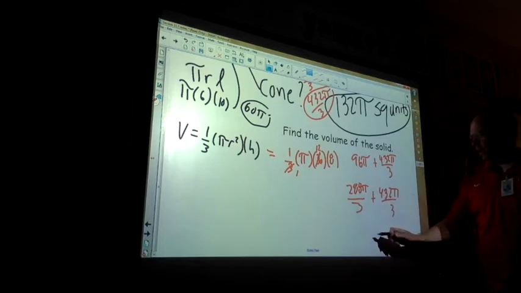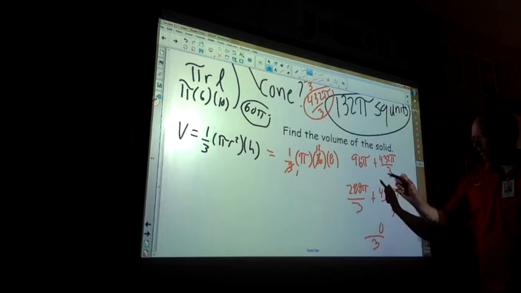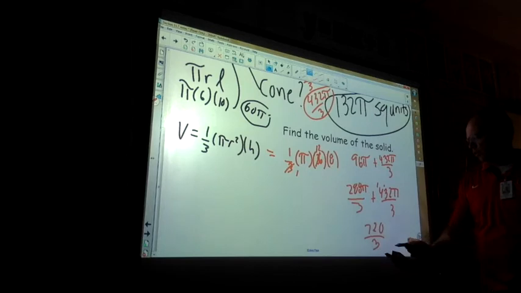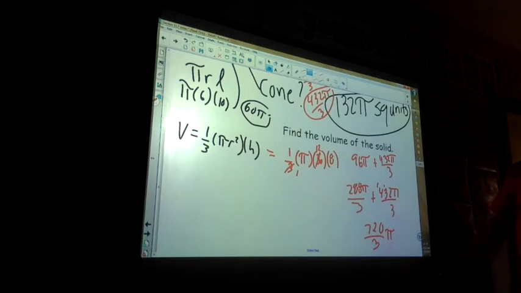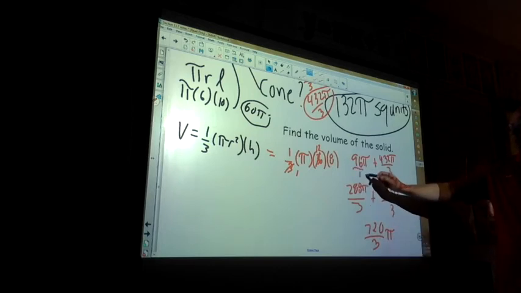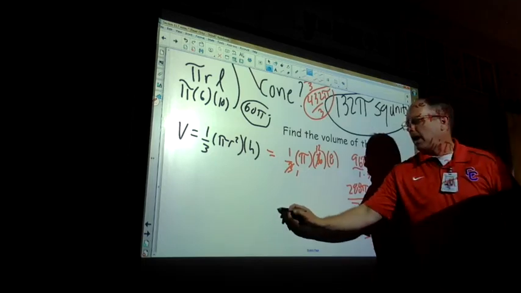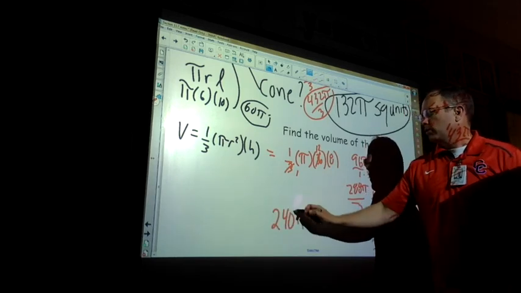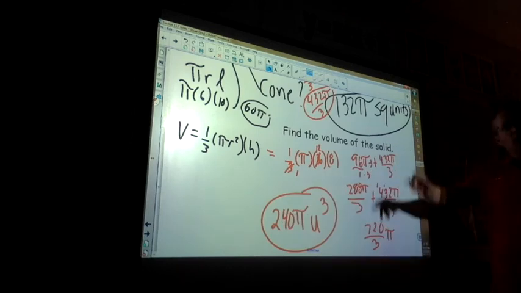Then you can add those together. So it's over 3 still. Carry the 1. That's 12, 5, 6, 7, 720 pi. Can I reduce 720? Yeah, you can. Put that over 1, multiply by 3, common denominator. So 240 pi cubic units is the volume of that ice cream cone.